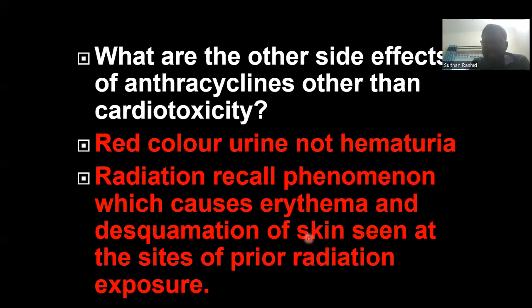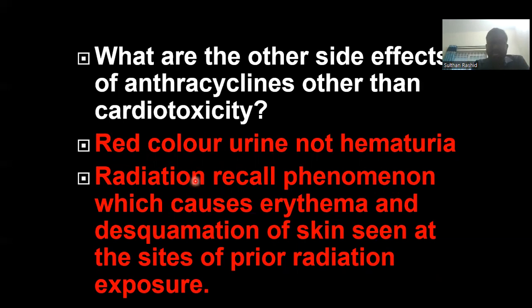So now we have described cardiotoxicity, an important side effect of anthracycline antibiotics. Other than that, what are the side effects we can get? One important side effect is red color urine. It is not actually hematuria, it's just red color urine. You have to remember that point.